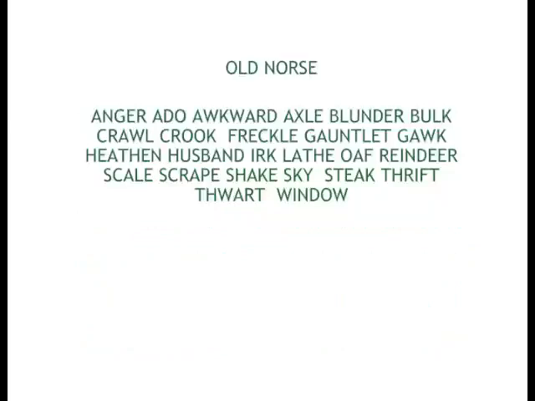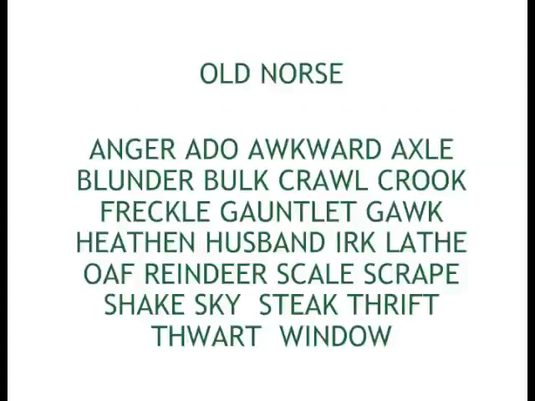Some of our common words also come from Old Norse. Old Norse and Old English are both Germanic languages and will have a similar feel and sound. These, however, are even a little more awkward, as in the third word awkward, than the Old English sounding words. Anger, ado, freckle, oaf, stake, window, thwart.